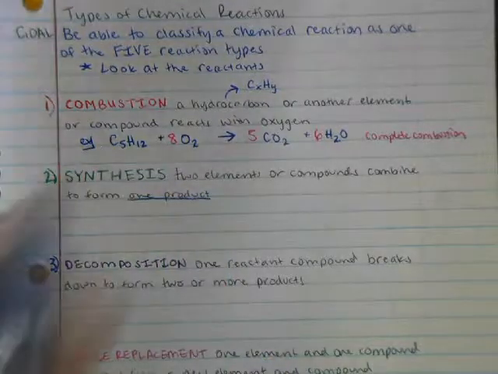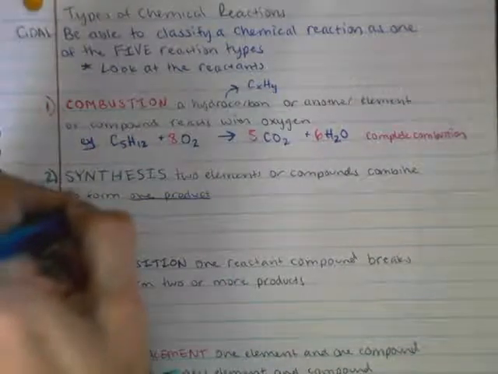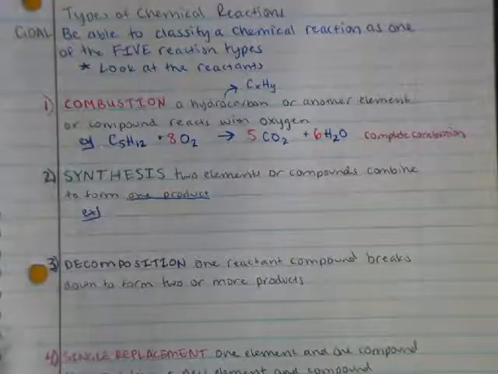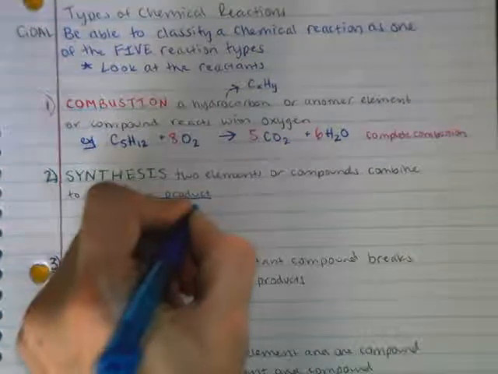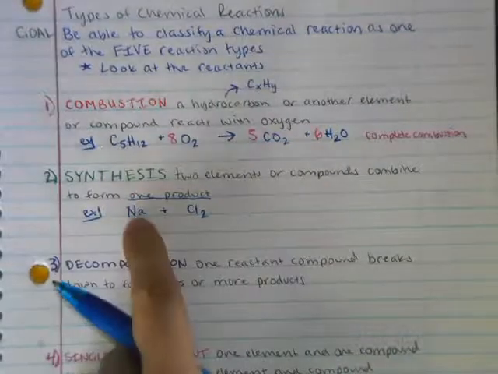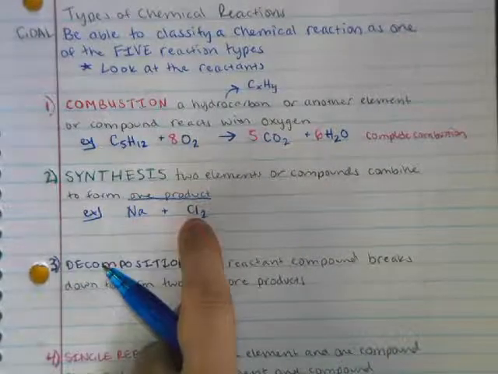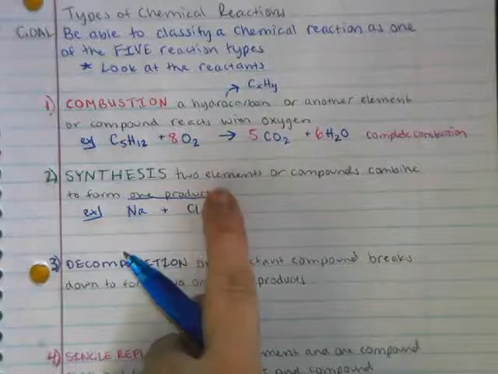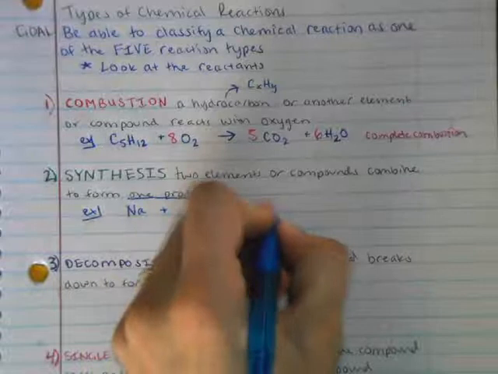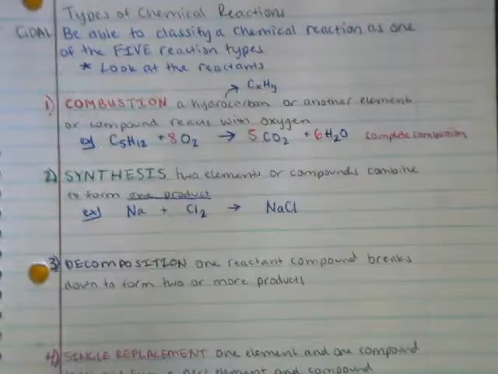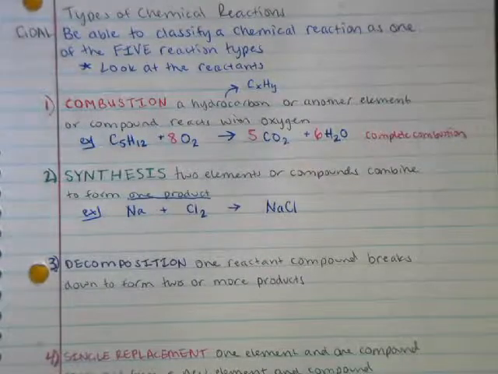So, for example, we can keep it really simple. We can just make salt by combining sodium and chlorine. Remember, even though this is bonded, this is still elemental, so this still fits into this category right here. And that's just going to make NaCl. Okay, and yeah, we can balance it.